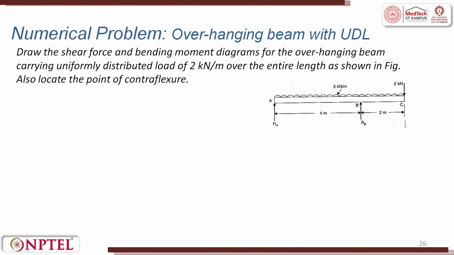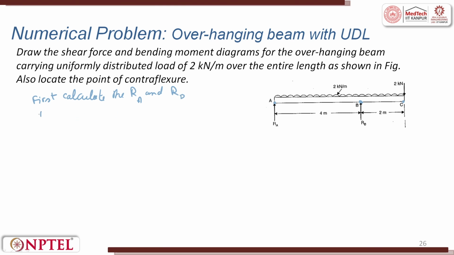Draw a shear force and bending moment diagram for an overhanging beam carrying a uniformly distributed load of 2 kilonewton per meter over a length as shown in the figure. So, here how many points are there? Point A, point B and point C. The portion between B and C is called the overhanging. First, let us calculate the reaction forces RA and RB.